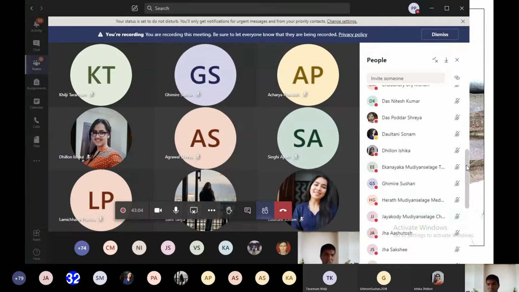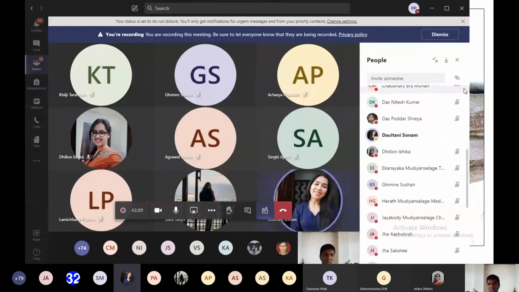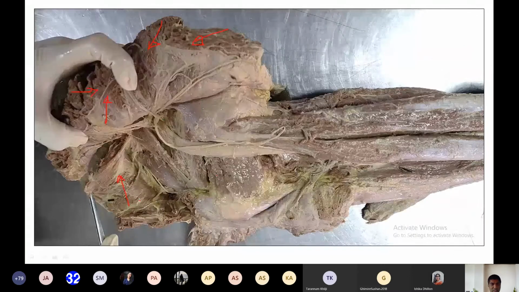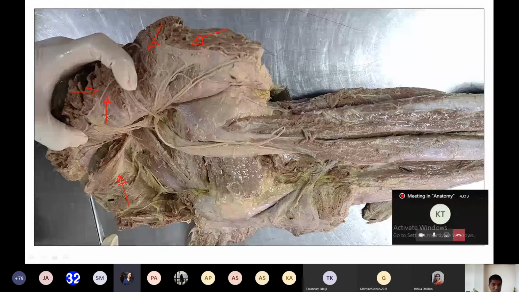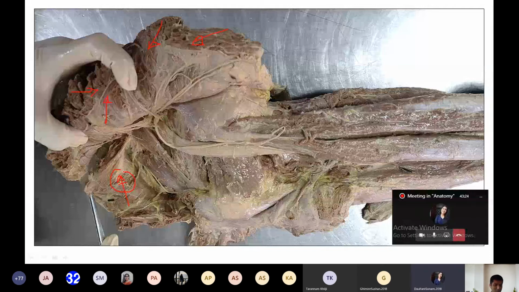Swanam, are you here? Yes, can you identify this structure, which is arrowed and now circled? So now can you see it? Gluteus medius. Yes, you are right, Swanam. This one is the gluteus medius.